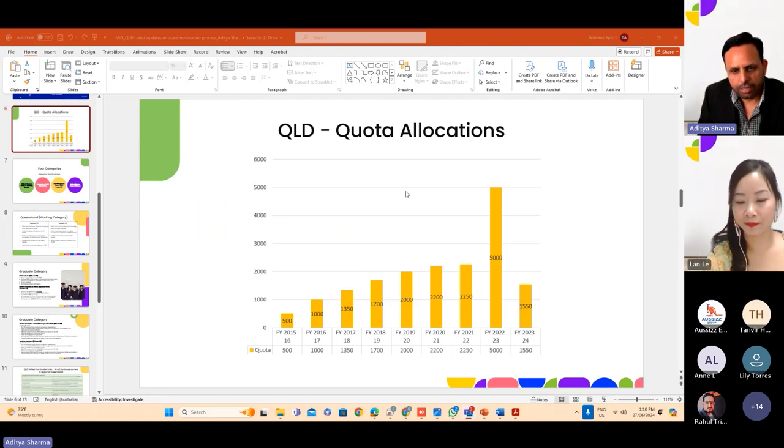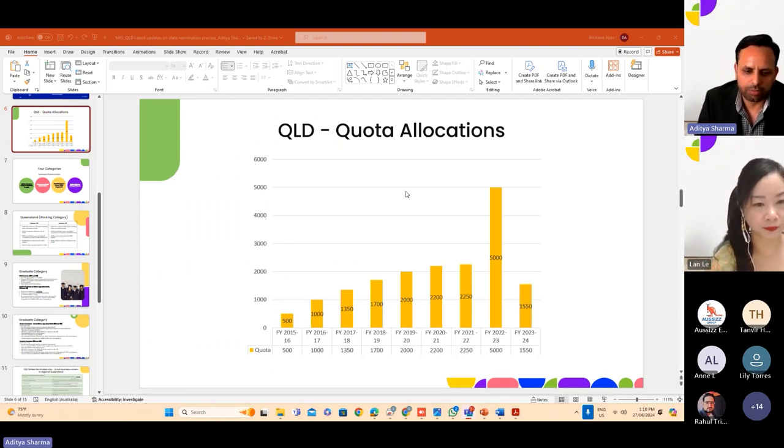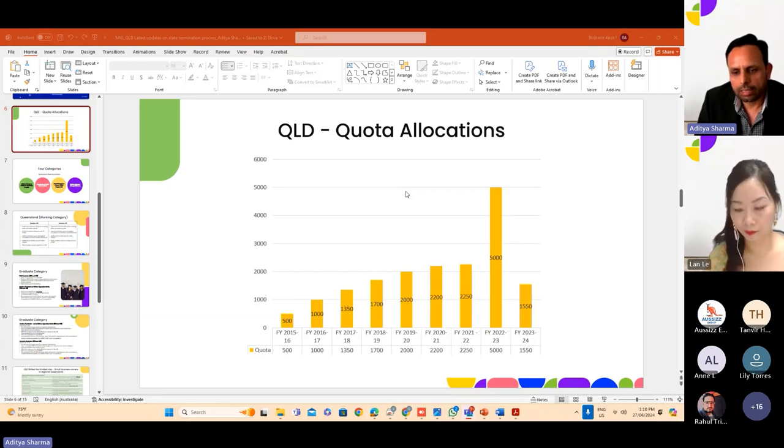So let's start with the quota allocations of Queensland. You can see in this slide, the quota has been increased from 2015 to 22, and 22 was a significant jump. Post-COVID, we received around 5,000 seats for both 190 and 491 altogether. Although the migration level went really down in financial year 23-24, which is the current financial year, and we only received around 1,550, of which 900 were for 190 and 650 seats were available for the 491 category.